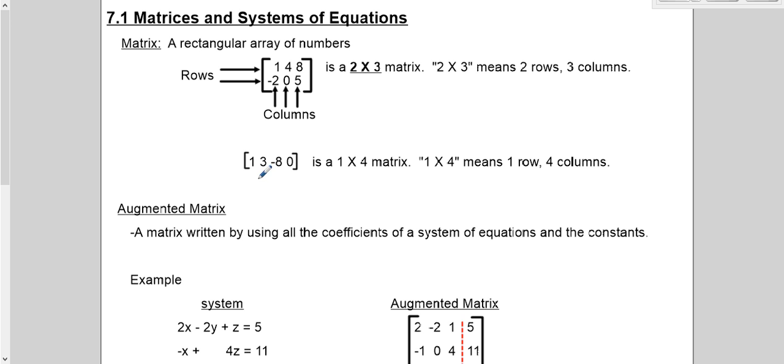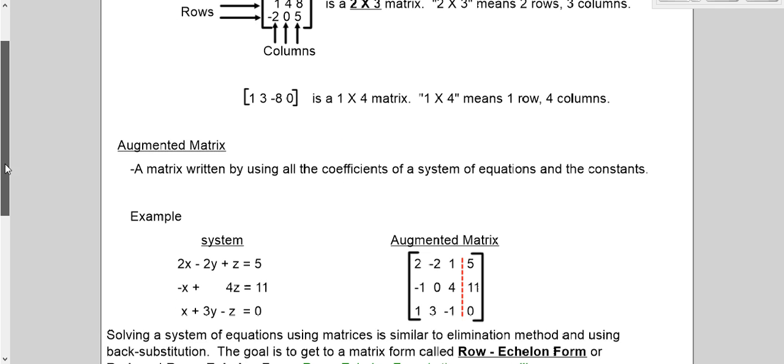So if we look at the next matrix here, 1, 3, -8, and 0, there's 1 row and 4 columns. So this is a 1 by 4 matrix.